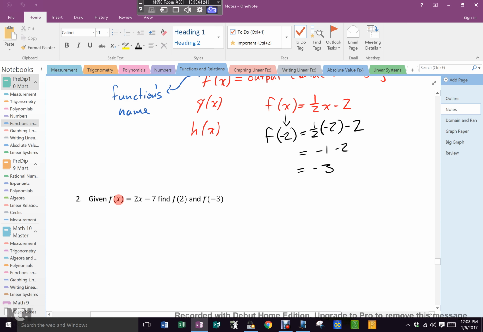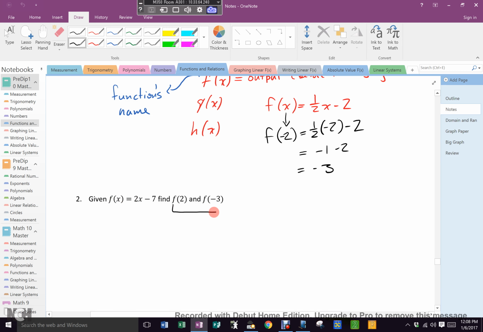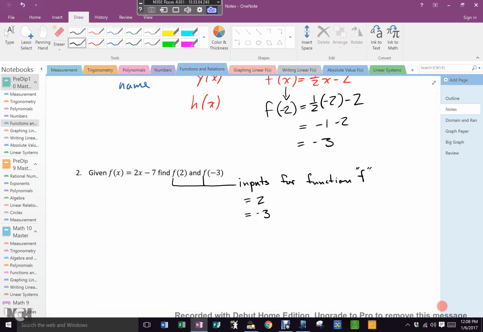So you already know how to do this. f(x) is the name of this function. This tells me that I have inputs for function f. What are those 2 inputs? Those inputs are 2 and -3. So how do I go about finding the appropriate outputs? Well, I start with f(2). x has become 2, so what does this x become? 2 times 2 minus 7. What is 2 times 2? 4 minus 7, negative 3. Now, all of you know how to do that. We're going to take it one step further and ask you, if I were to graph this, what would the point on the graph be?